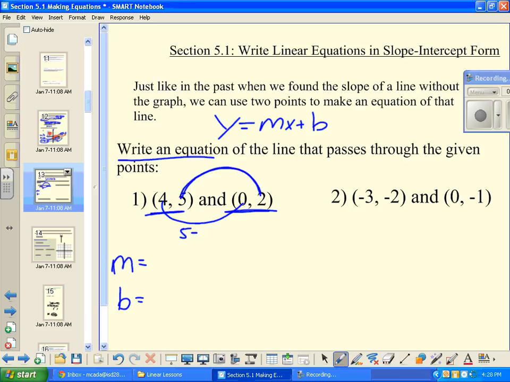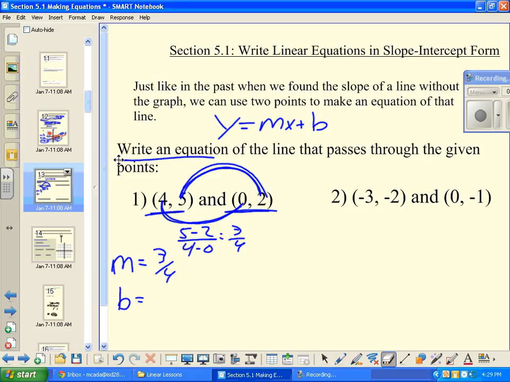So I'd take 5 minus 2, and then since I started on this point and went to that point, I have to do the same thing for the x-coordinates, so I have to do 4 minus 0. What would I get? I get 3 over 4 in this case, so my slope is 3 over 4. Well, here's the trickier part. At least you could think it's tricky right away, but what about the y-intercept?